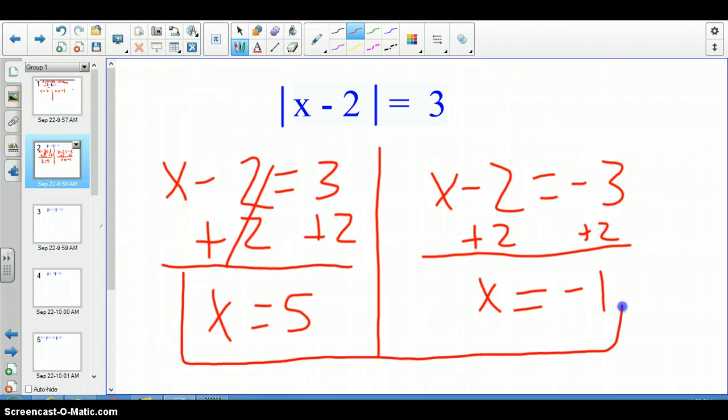Now I can double check these. Plug them in. 5 minus 2 is 3. The absolute value of 3 is 3. Negative 1 minus 2 is negative 3. The absolute value of that is positive 3.